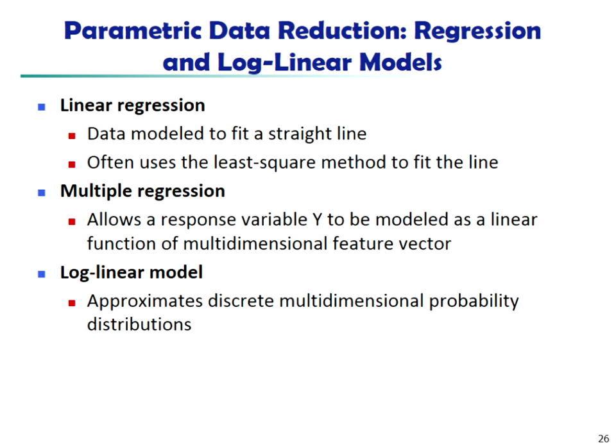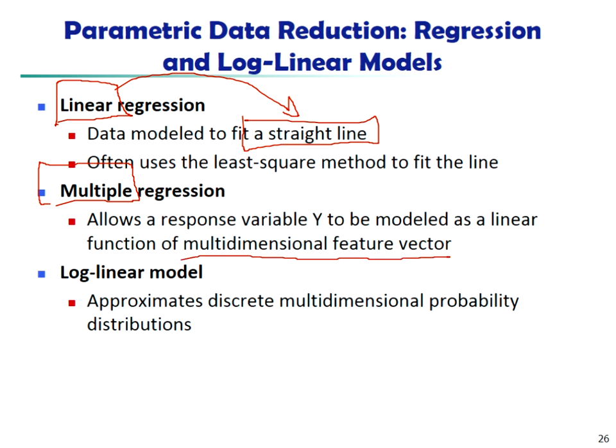In parametric data reduction, we can find linear regression. Data is modeled to fit a straight line, often using the least squares method to fit the line. For this reason, we talk about linear regression. Multiple regression allows a response variable y to be modeled as a linear function of a multidimensional feature vector, and log linear models approximate discrete multidimensional probability distributions.